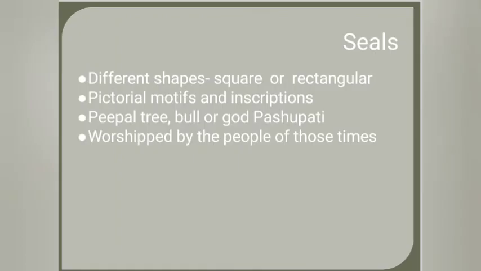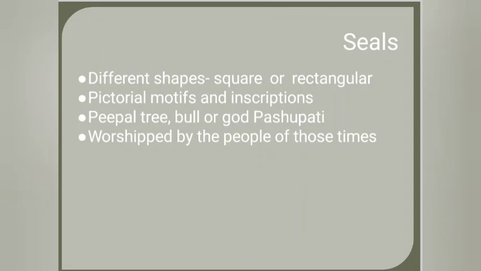The next topic, seals. Different shapes, square or rectangular, pictorial motifs and inscriptions, people, tree, bull or god, Pashupati, worshipped by the people of those times. Okay, we'll see all these points in detail.